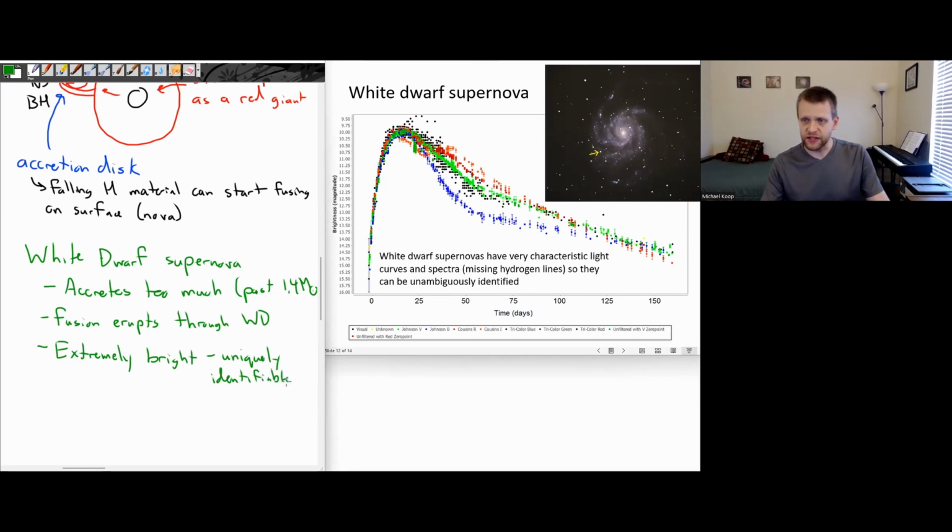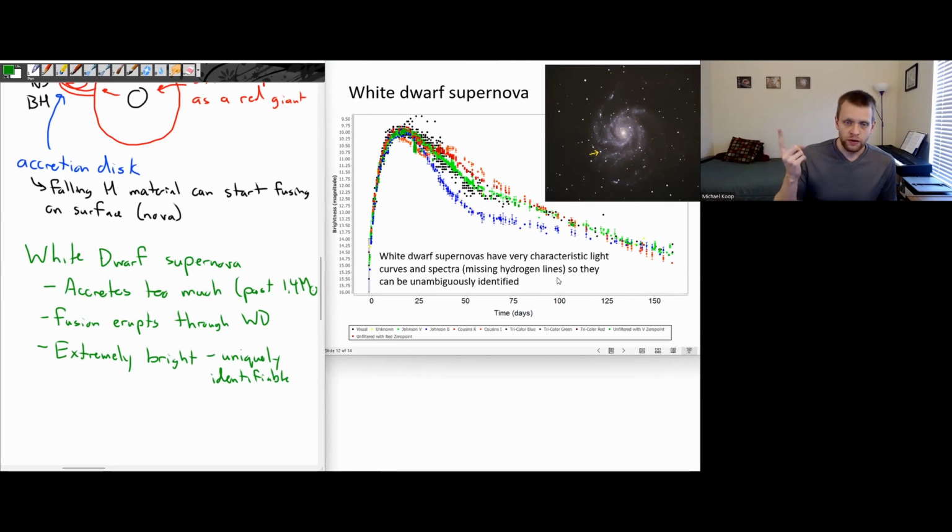There's a couple of ways that we can identify that it's a white dwarf supernova. First off, they have very characteristic light curves. The brightness will increase, and then over the course of a couple of months, the brightness will go down in a very characteristic pattern. These are also identifiable from the absence of hydrogen spectral lines. This exploding star is primarily carbon and oxygen. It's one of the only objects that we'll talk about in the course that aren't 3/4 hydrogen, 1/4 helium, 2% other stuff. These ones are primarily oxygen and carbon, so they're missing those hydrogen lines, so they can be unambiguously identified.